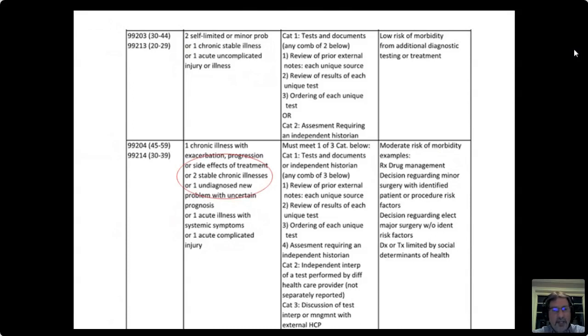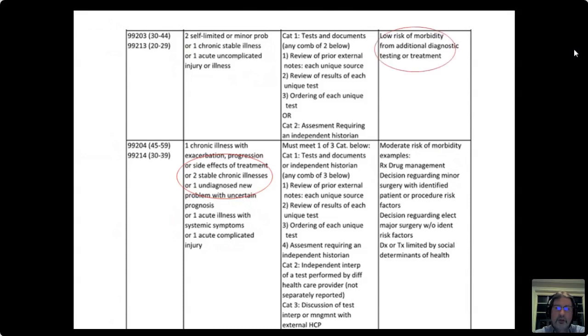Now, let's say we have a patient that comes in, I kind of alluded to this earlier, where they have 2 chronic stable illnesses, like they're a diabetic and they also have cataracts, and they know that they have these problems. So you can see, just having more than one stable chronic illness gets you up to a level 4 right there, as far as that box goes.